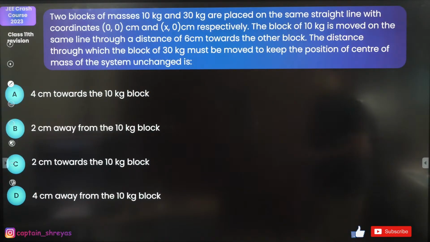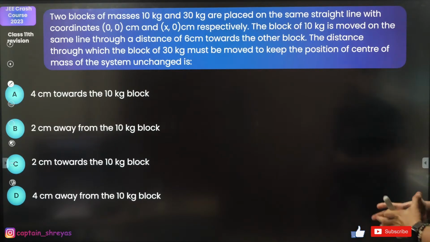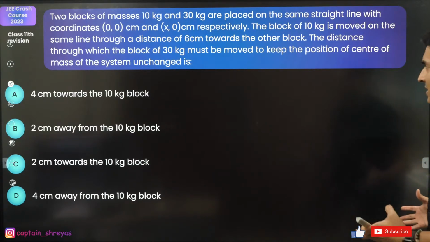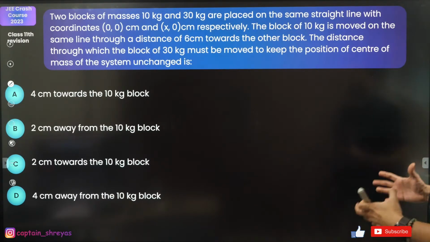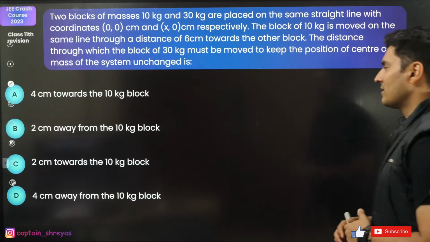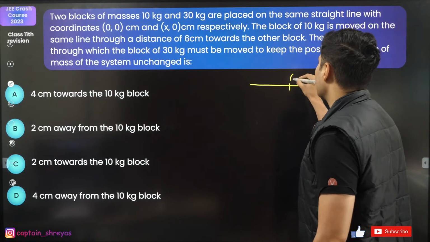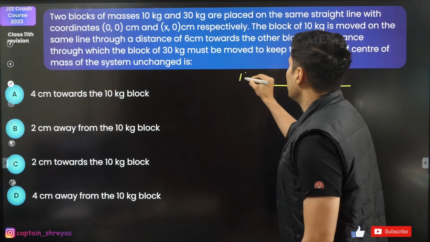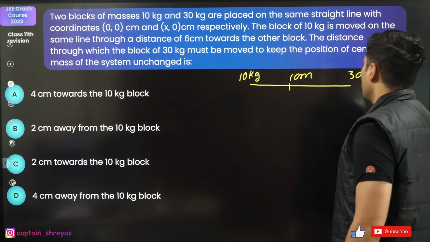So there are blocks placed on the same straight line with coordinates this and this. The block of 10 kg is moved on the same line through a distance of 6 towards the other block. The distance through which the block of 30 kg must be moved to keep the position of the center of mass unchanged. Okay, standard type of question. Center of mass is somewhere here. This is 10 kg. This is 30 kg.